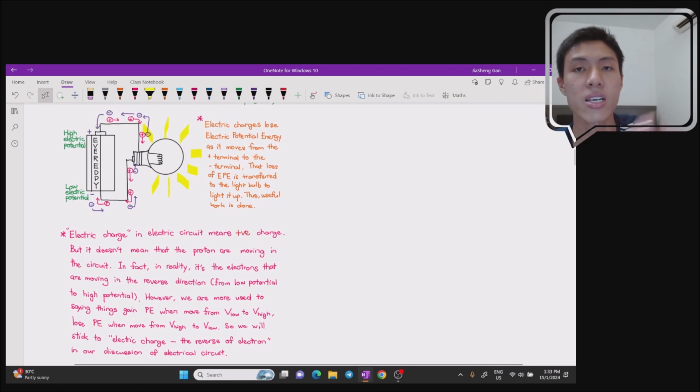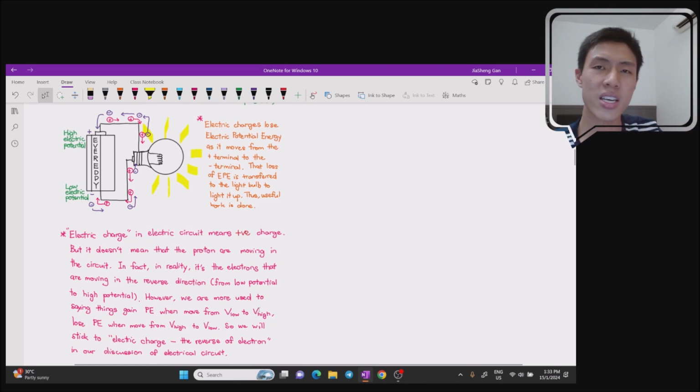What is happening is the electrons are moving from the negative terminal to the positive terminal. This is from the low electric potential region, the negative terminal, to the high electric potential region, which is the positive terminal. However, the problem is we are more used to seeing things gain potential energy when they move from low potential to high potential.